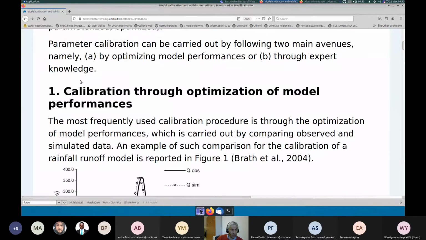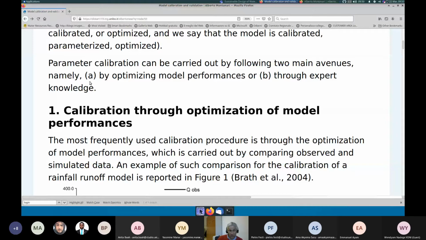And in fact, you see that the title of the section is Calibration through Optimization of Model Performances, which means comparison between observed and simulated data. It is not the only one. I mentioned to you that if you don't have any data, there are alternatives, and we will also discuss the alternatives. But you have to remember that this is not the only one, but it's the master way.